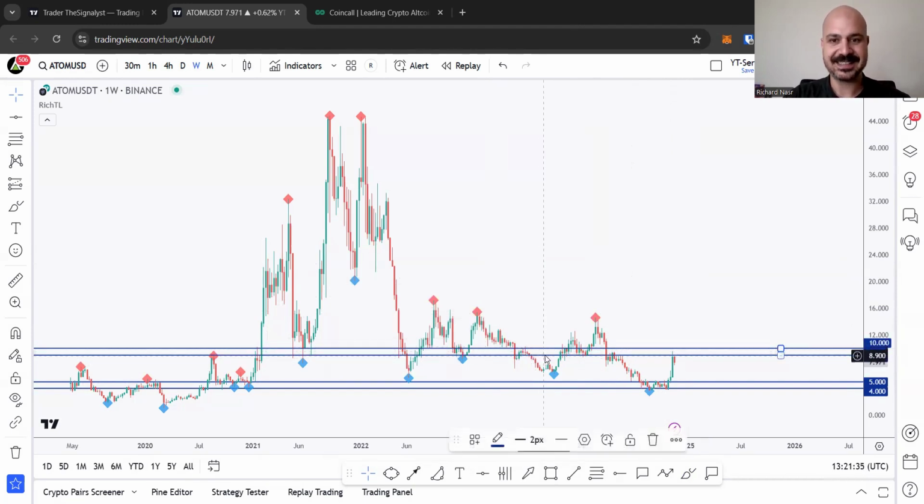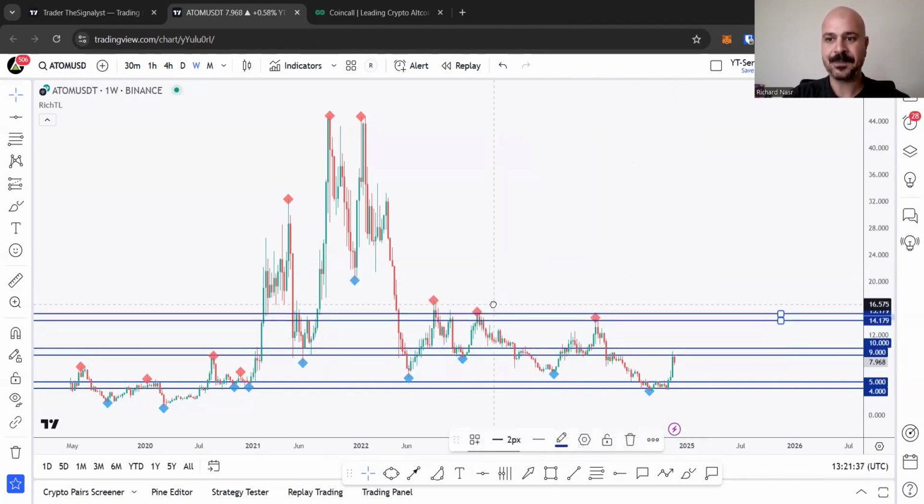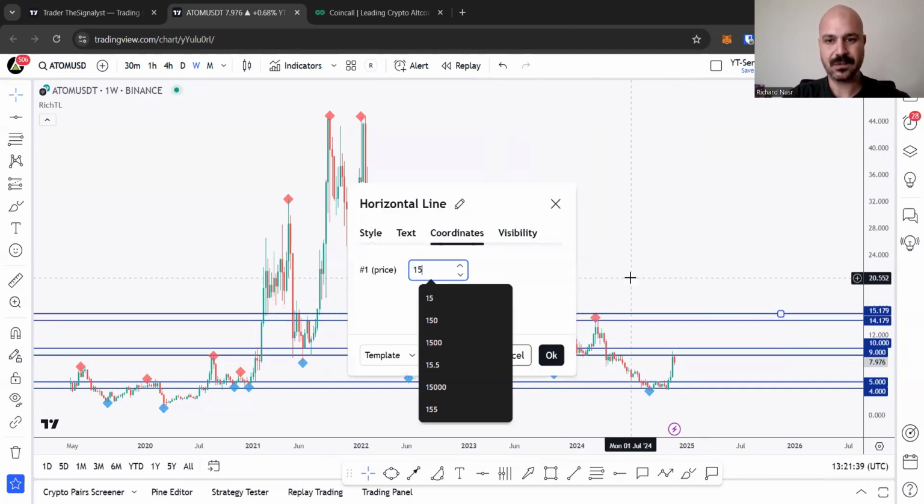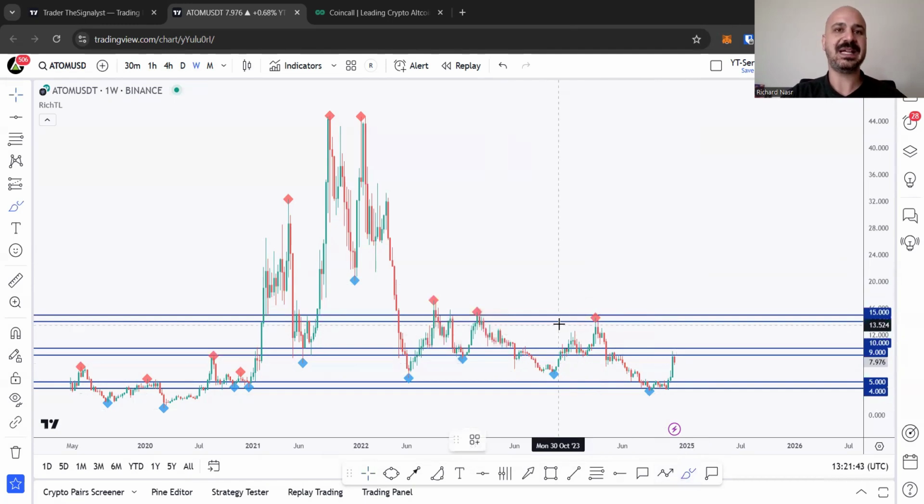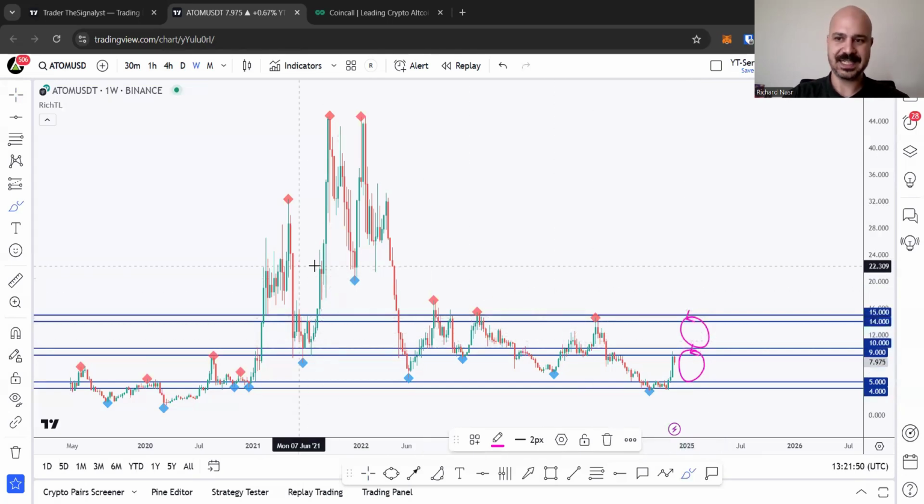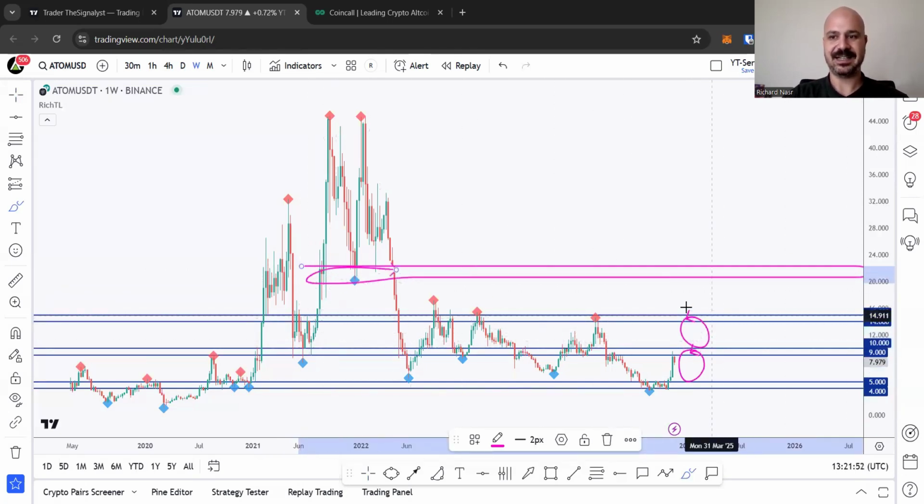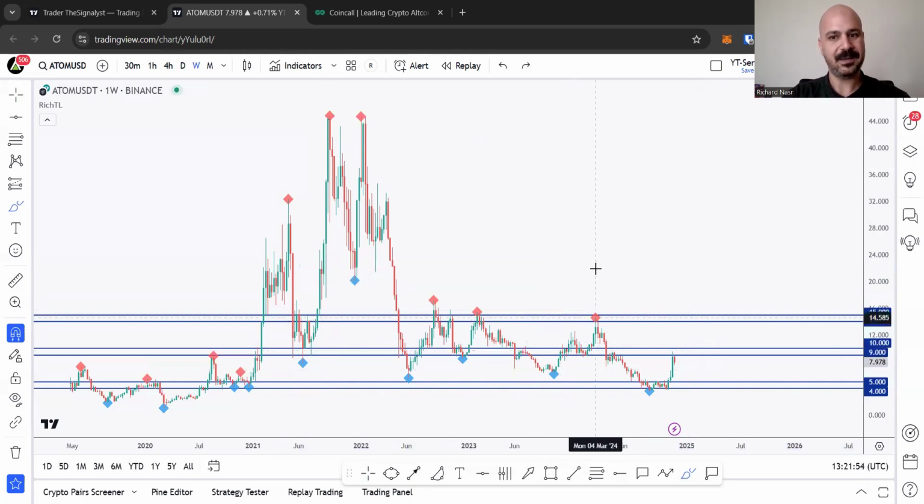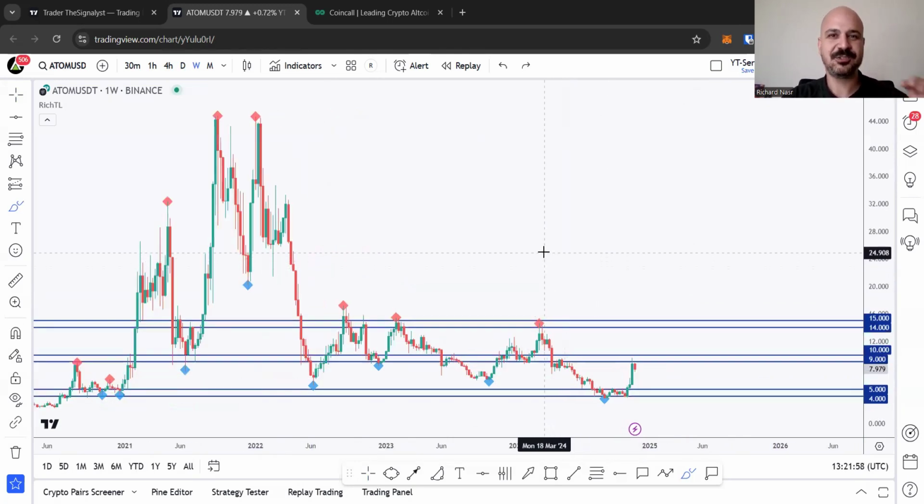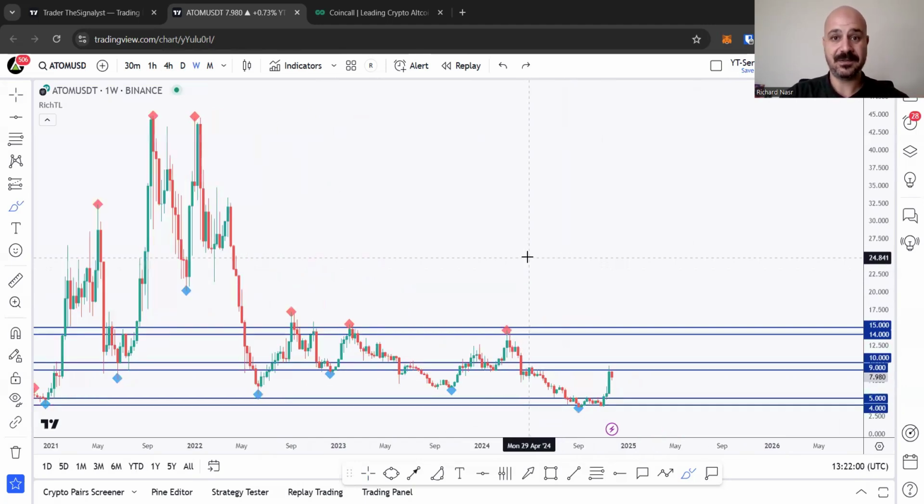Next, you guessed it right. Yes, we've got the 15 to 14, right? Let's go for it. And here we go. You can see that Atom has been respecting round numbers with differences of 5, 5 to 10, and 10 to 15. And of course, you guessed it right, we've got the 20 right there, 20 to 21. Anyway, let's not draw it to save time, to keep these videos educational, short, at the same time beneficial.